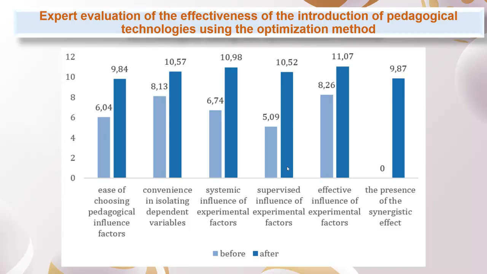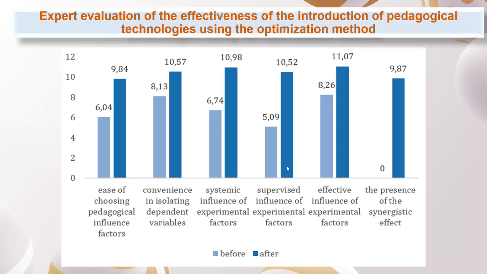Expert evaluation of the effectiveness of the introduction of pedagogical technologies using the optimization method. So an expert survey of teachers participating in the experiment, 8 creative groups with a total of 42 people, showed that the systematic integration of development technologies for their controlled implementation in educational activities of experimental educational institutions allowed the 5 next key outcomes. First, they allowed to simplify the choice of factors of pedagogical influence by almost 39%.